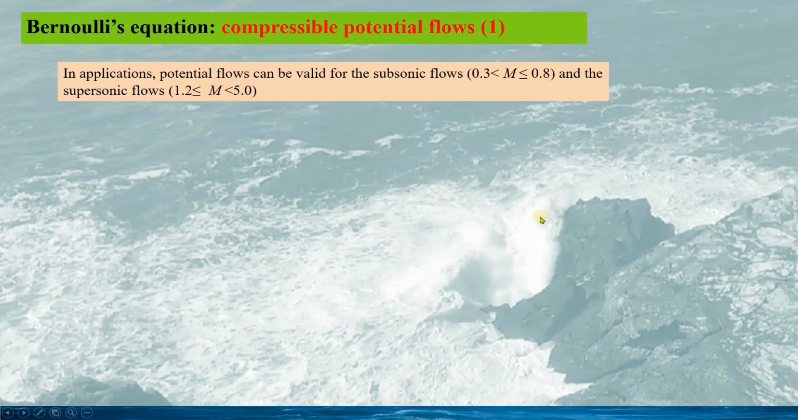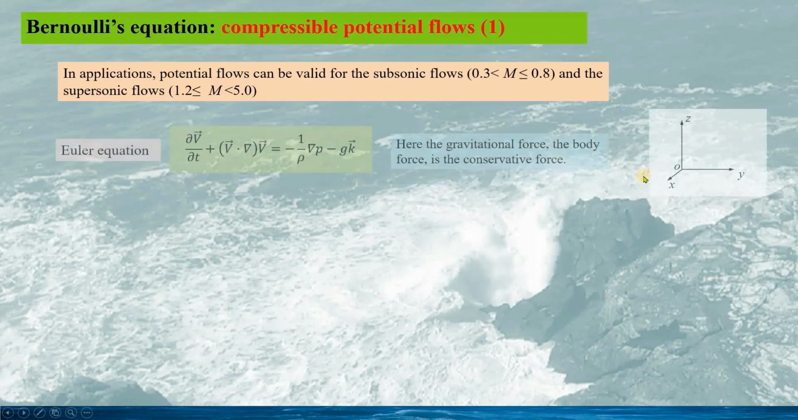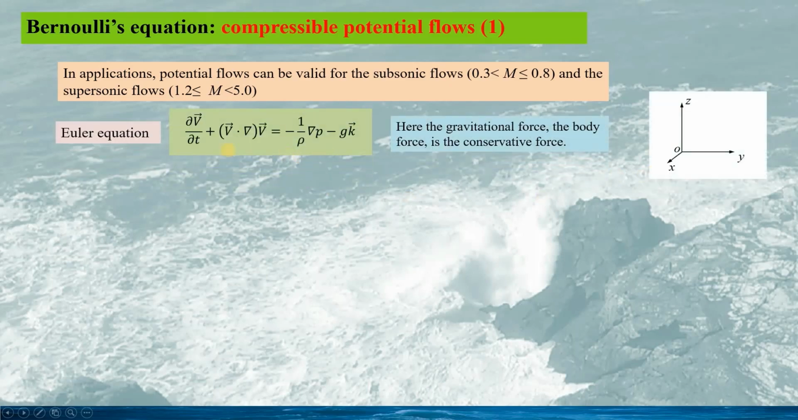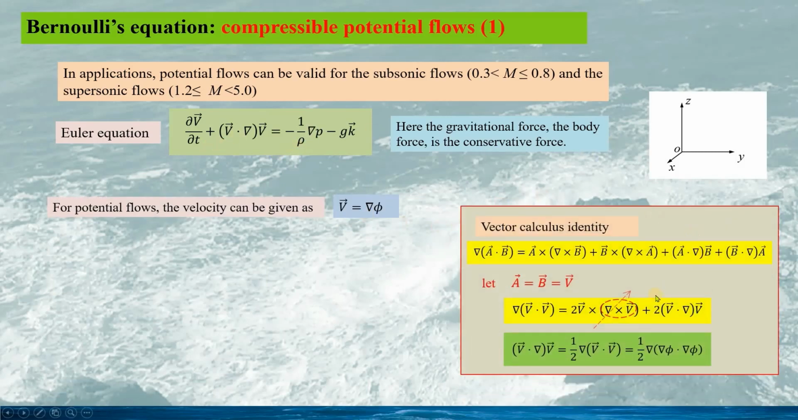In the next few slides, we will consider the Bernoulli's equation for the compressible potential flow. As we have shown before, the potential flow theory can be valid for the subsonic flows for the Mach number between 0.3 and 0.8, and for the supersonic flows of the Mach number 1.2 to 5.0. And again, the derivation for the Bernoulli's equation starts from the Euler equation, and we use a similar methodology as for the incompressible potential flow.